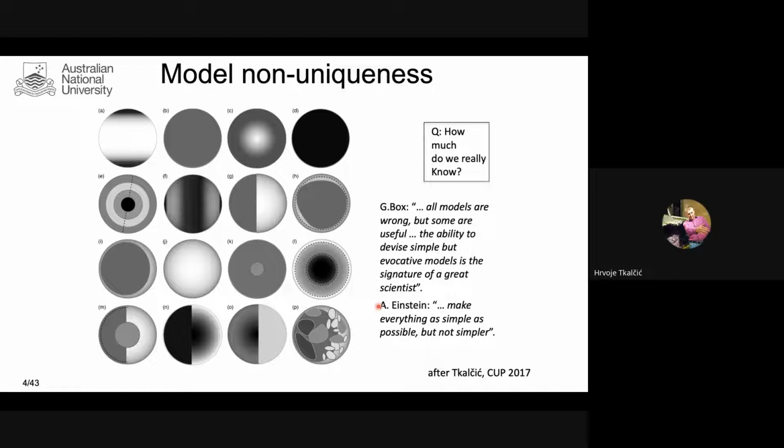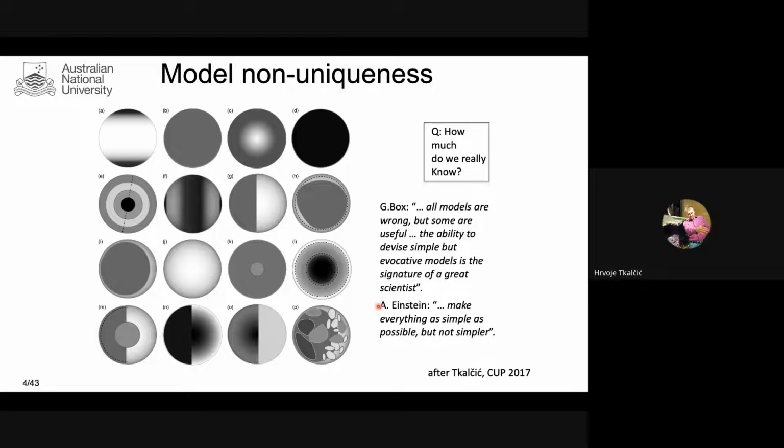This is a good example where you can see that you can have many models, but only some of them are useful. Or these models explain a portion of the data, but they're not necessarily required by the data. So we have to deal with this.